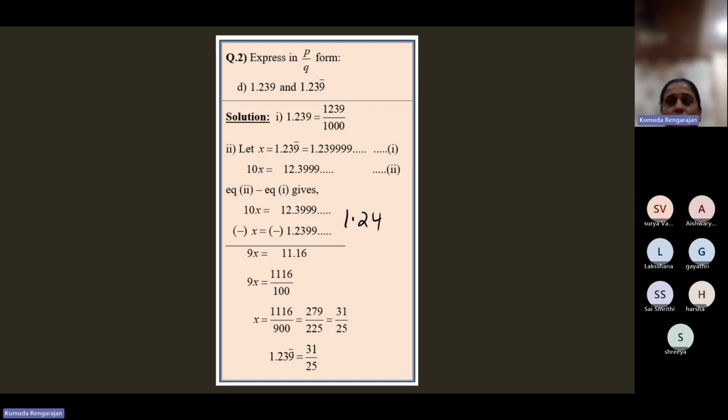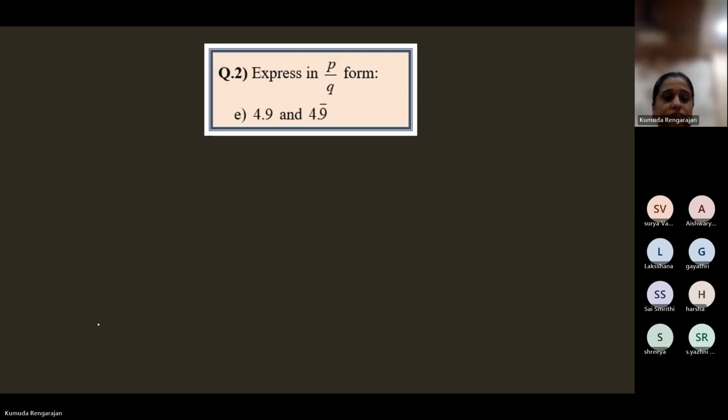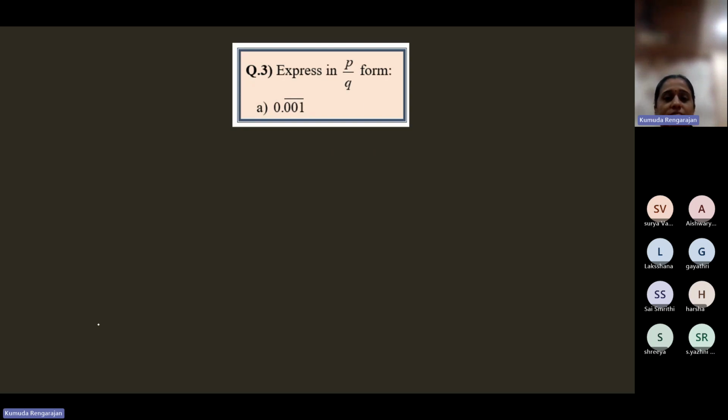1.239 recurring, no? So when you round off, it becomes 1.24. So its P by Q form will be equal to this value. 31 by 25, when you divide, you will not get 1.239 recurring. Instead, you will get 1.24. So there's an exact exception. Okay, that's about putting numbers in the P by Q form.